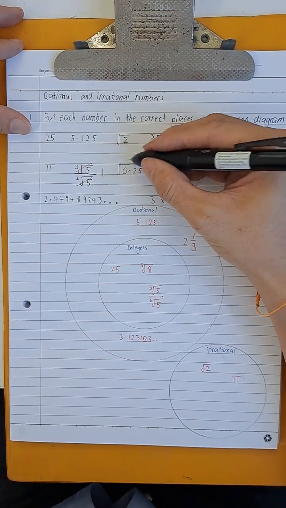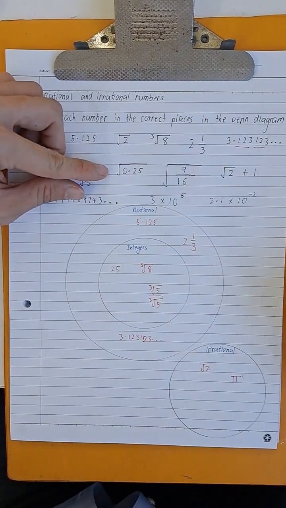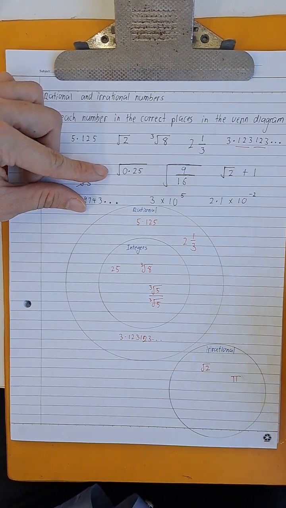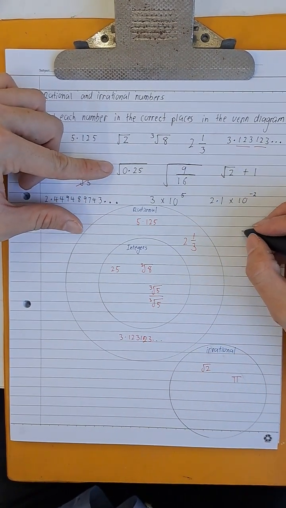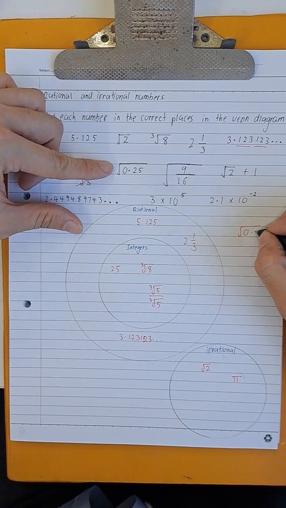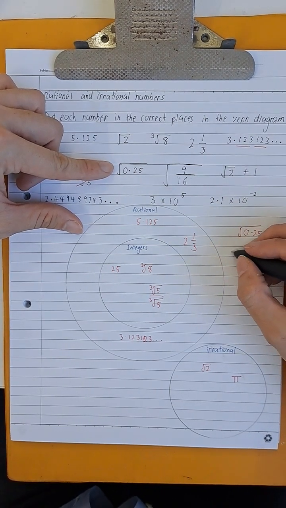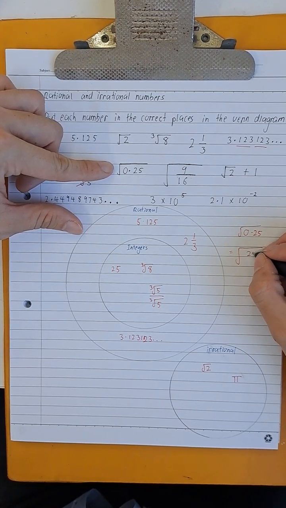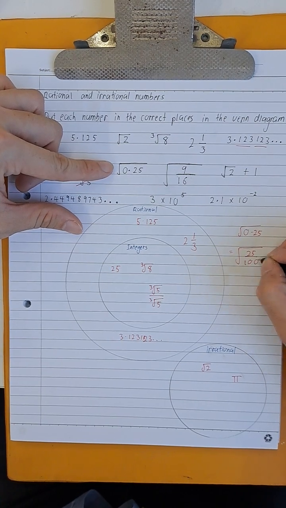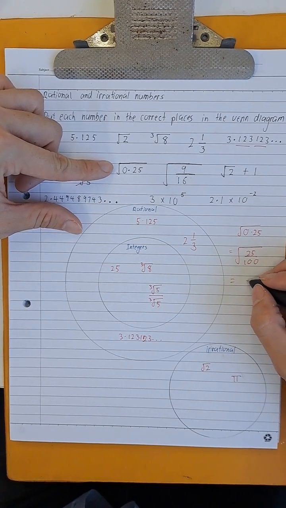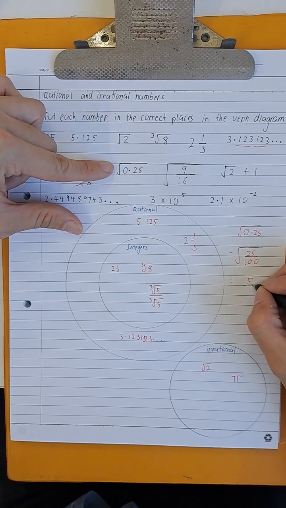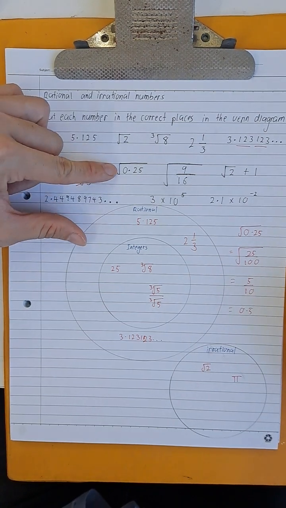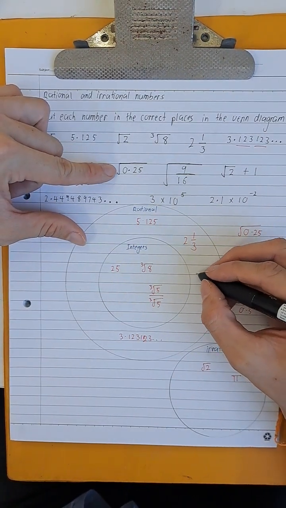Okay, this one, at first glance, we will think that it's a surd, but the thing that you have to consider is whether you can simplify the square root. So let's do this question over here very quickly. Square root of 0.25. I can change this into a fraction, so I will get 25 over 100. Based on this, I can simplify this to 5 over 10. Alright, 5 over 10 is the same as 0.5. So this is actually a rational number.